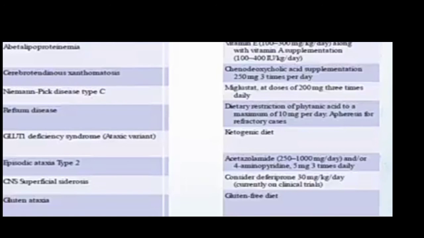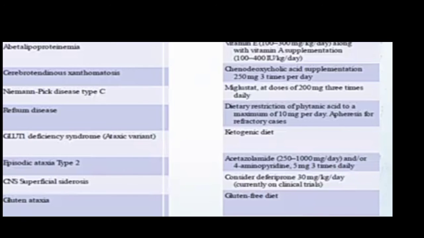Now, this is not a very comprehensive list of treatable ataxias. Vitamin E supplementation around 800 milligrams, quite a high dose, is required for patients with vitamin E deficiency in abetalipoproteinemia patients. And in cerebrotendinous xanthomatosis, chenodeoxycholic acid supplementation can help halt the progress of the disease. In some diseases, you advise restriction of plant proteins, etc.